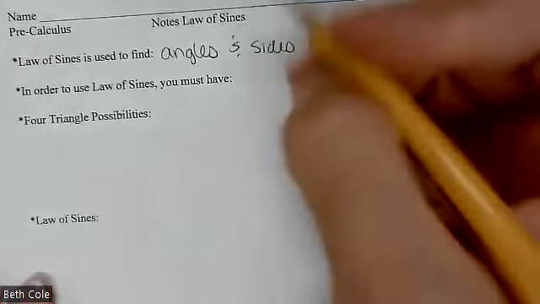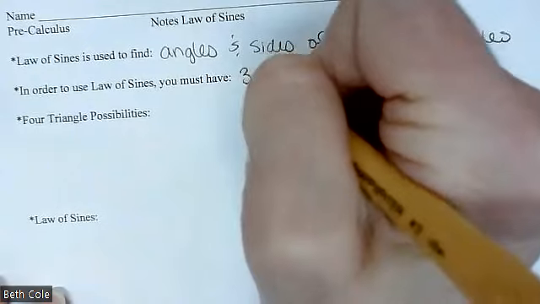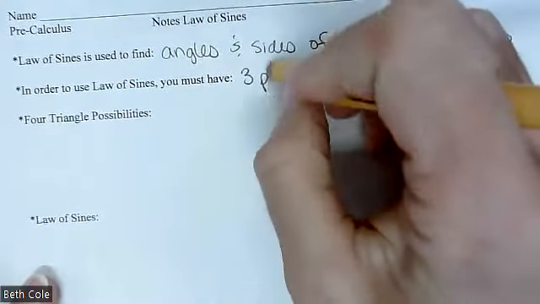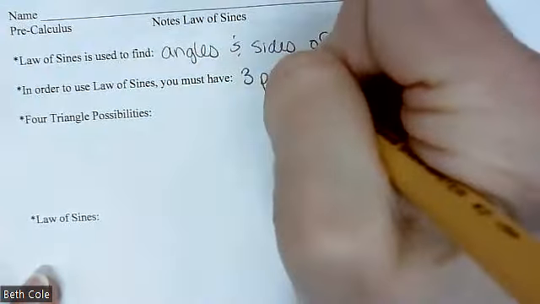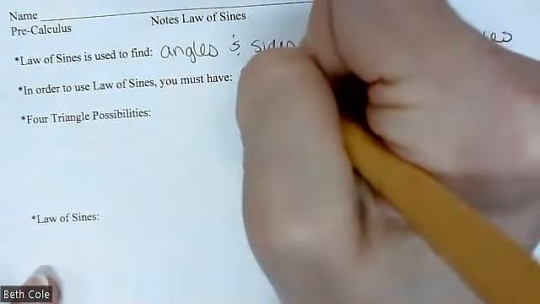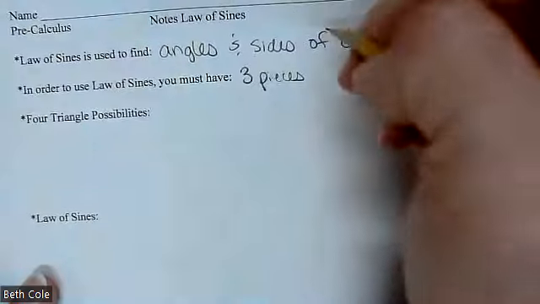In order to use this, you must have 3 pieces of information. I cannot write today. I know. Thanks for giving me a break.